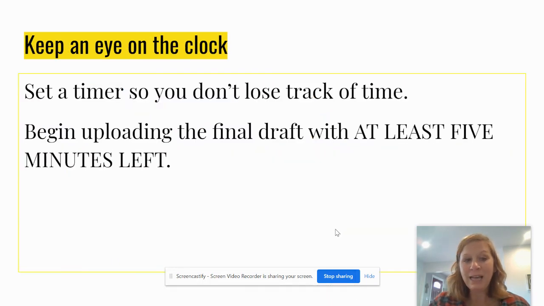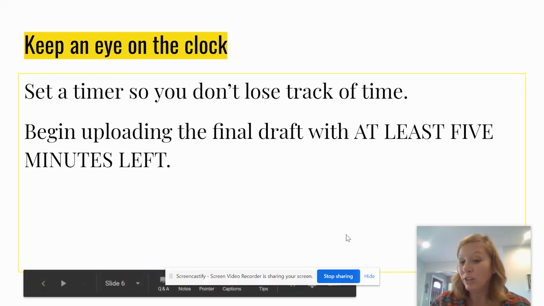Finally, keep an eye on the time. As I'm doing right now, I'm about to run out of my 5-minute time here. Begin uploading the final draft with at least 5 minutes left. So if you run into problems, you've got some time to react and fix it. Good luck, everybody.